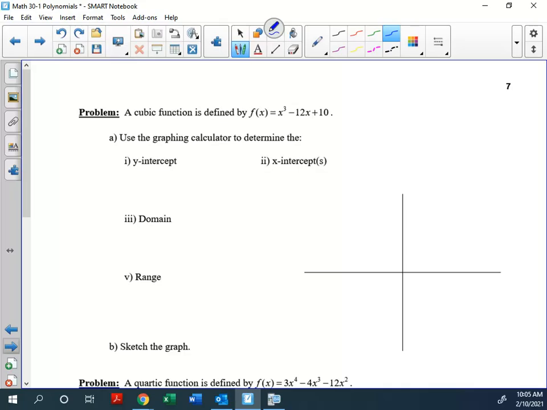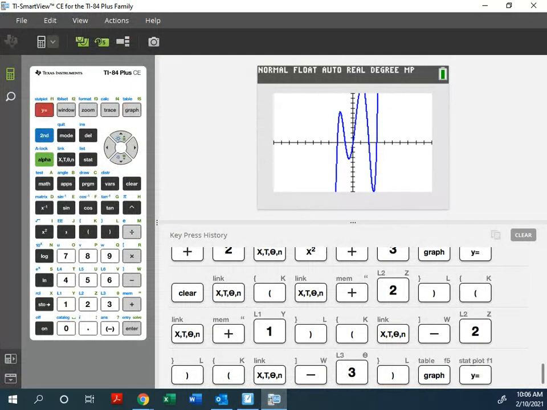All right, so a cubic function is defined by the function x cubed minus 12x plus 10. Use your graphing, no, you don't need a graphing calculator. What's the y-intercept? 10. It's the constant. Okay, y-intercept is the constant. Make x equal to 0. That should be second nature. X-intercepts. You can't do that algebraically yet. It's coming. But now, yeah, let's go use our graphing calculator to determine that.